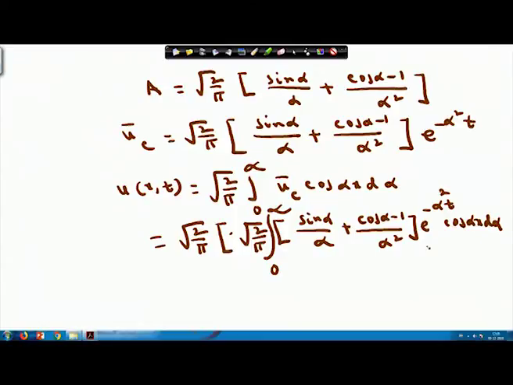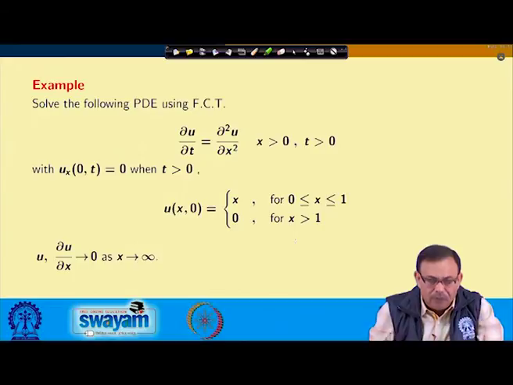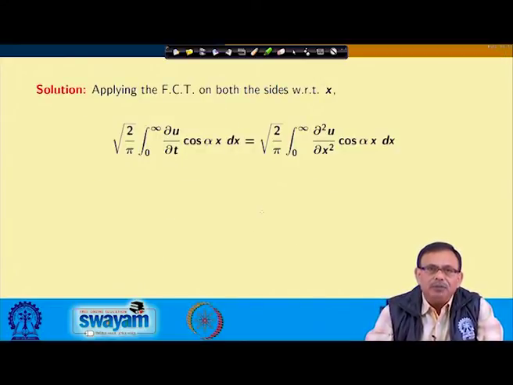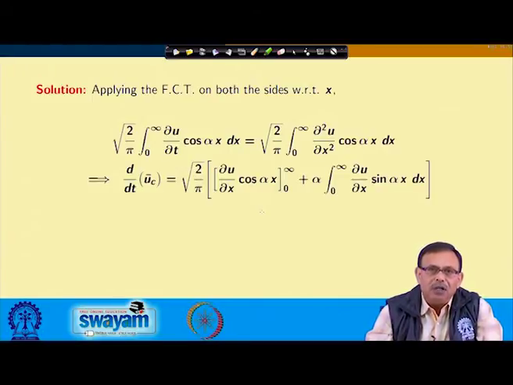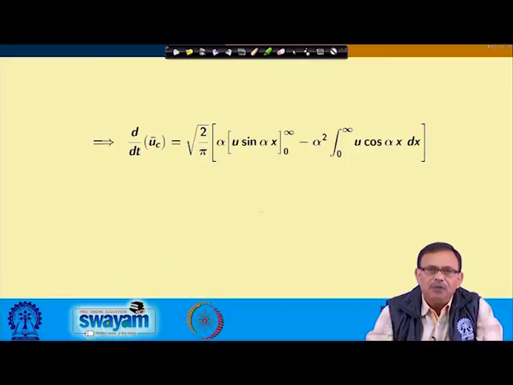So, u x t is this integral. If I evaluate it, I will obtain the result. Let us see quickly over here. The problem was given as this one. So, what I am doing? I am just taking Fourier cosine transform, then using the earlier methods I am evaluating the integral, and in evaluation of the limit we are using the condition u x 0 t is 0 and del u del x approaches 0 as x approaches infinity.